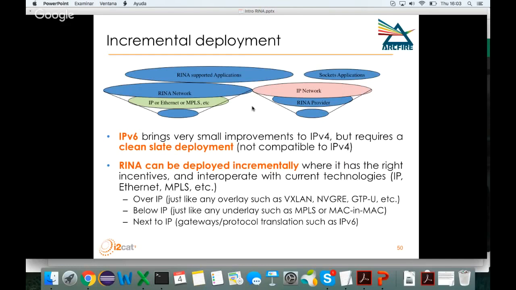In RINA, we use a different strategy. It can be incrementally deployed where it has the right incentives, which means where TCP/IP is not enough. And it can interoperate with current technologies. So you can use RINA below IP, for example, just like a better MPLS or a replacement of Mac-in-Mac and so on. You can use it over IP as an overlay solution, for example, such as VXLAN, NVGRE, GTP, exactly. Or other technologies like that, or you can gateway to IP as well, or to TCP, exposing a RINA network as an AS if you wish to do so. So there are many ways you can deploy this and be compatible. There's not a problem.